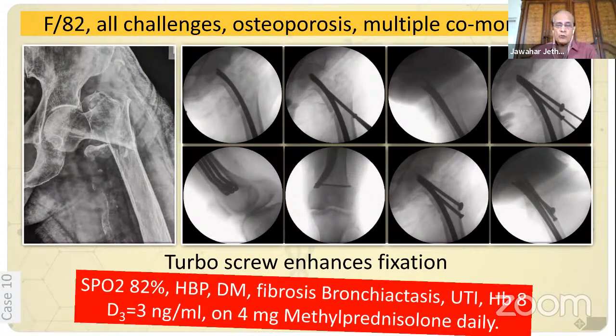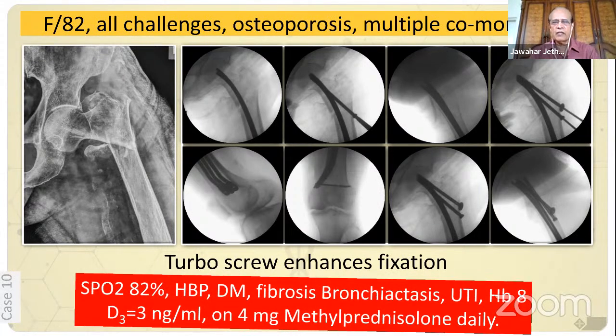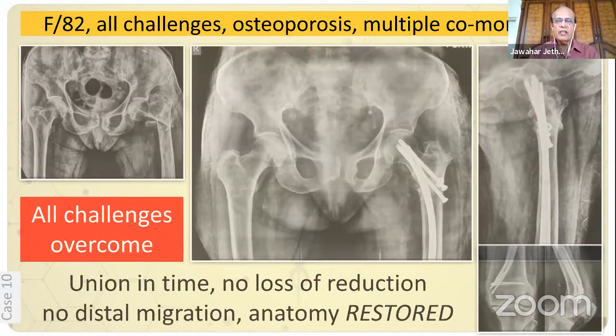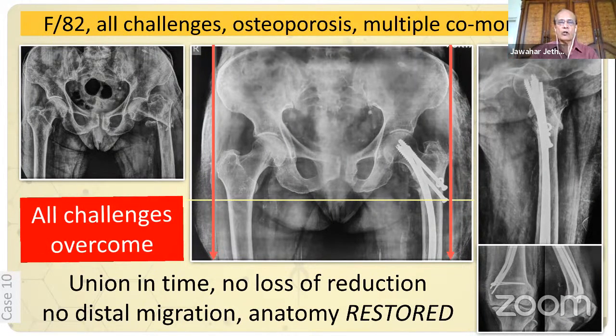When you have osteoporotic patients with many different comorbidities, you can use this technique and get the best of the reduction, which I'm showing in multiple images, and also a clip at the distal end. And a very important part is that all challenges can be overcome. If you look at all these axes, there is no lateralization of the trochanter, and that also helps the abductor force, where the patient is happy to get the reduction in a normal anatomical position.